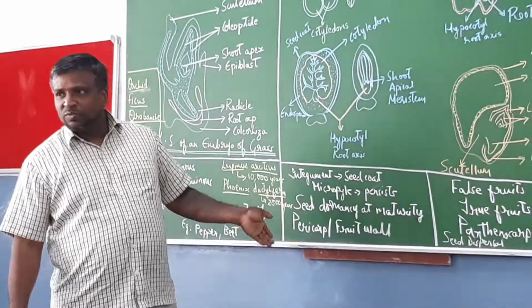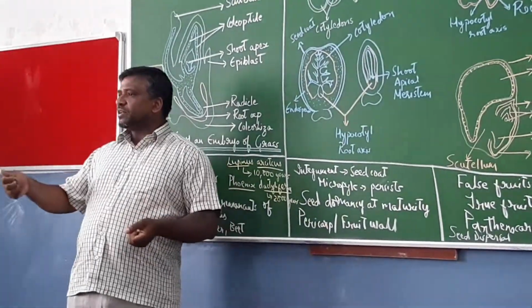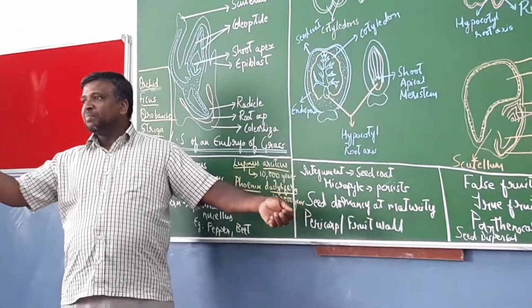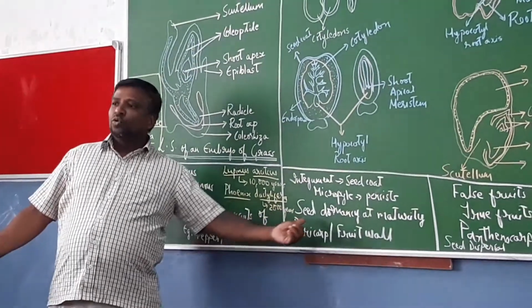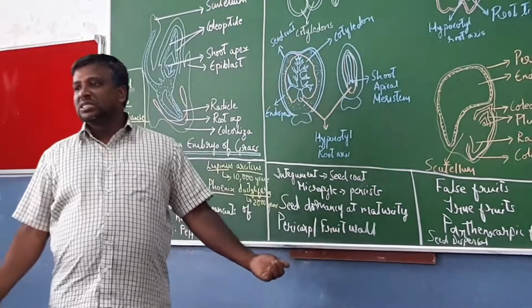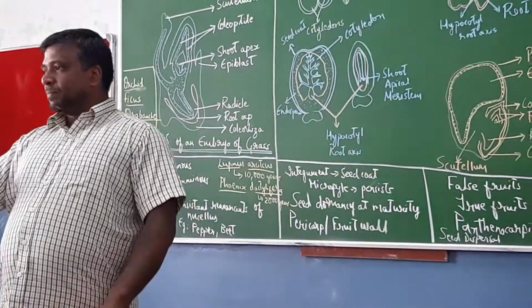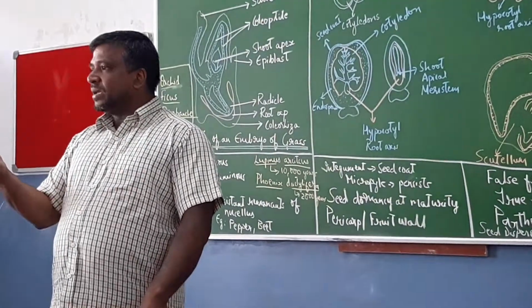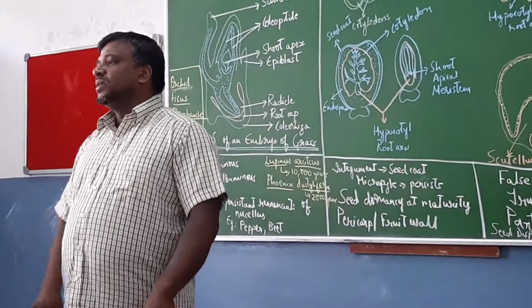So fruit wall, based on that, if it is fleshy and succulent, as you see, we call it fleshy fruits. Orange is an example and other things. And they are all true fruits. Why do we call them true fruits? Because they develop from the ovary. The fruit is formed from the ovary. The edible part is from the ovary. We call that a true fruit.